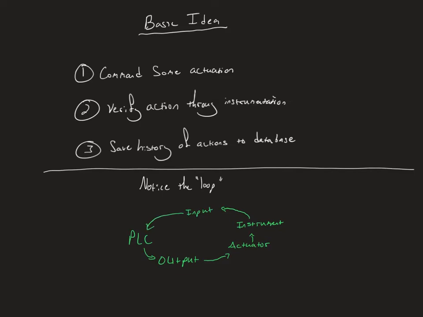So then the entire loop looks like this. PLC causes an output, which then makes an actuator move, which is detected by an instrument, which sends the information about the movement to the PLC in the form of an input. So as you can see, we have a closed loop system here. We command the system to do something, and then we verify that the system has taken the action which we commanded.